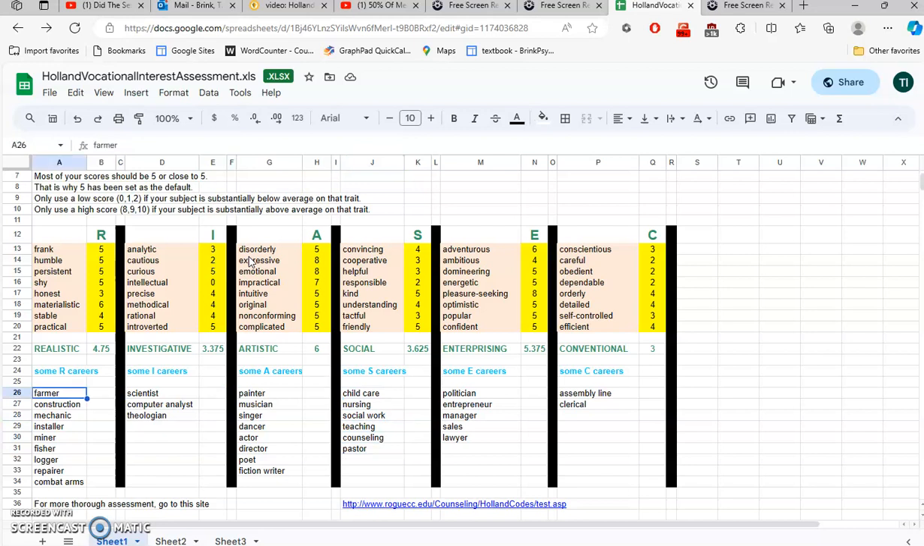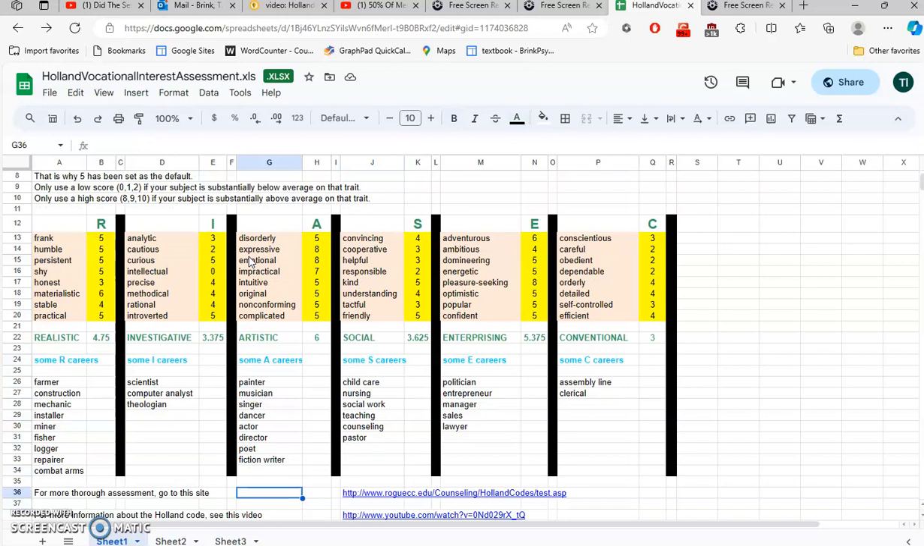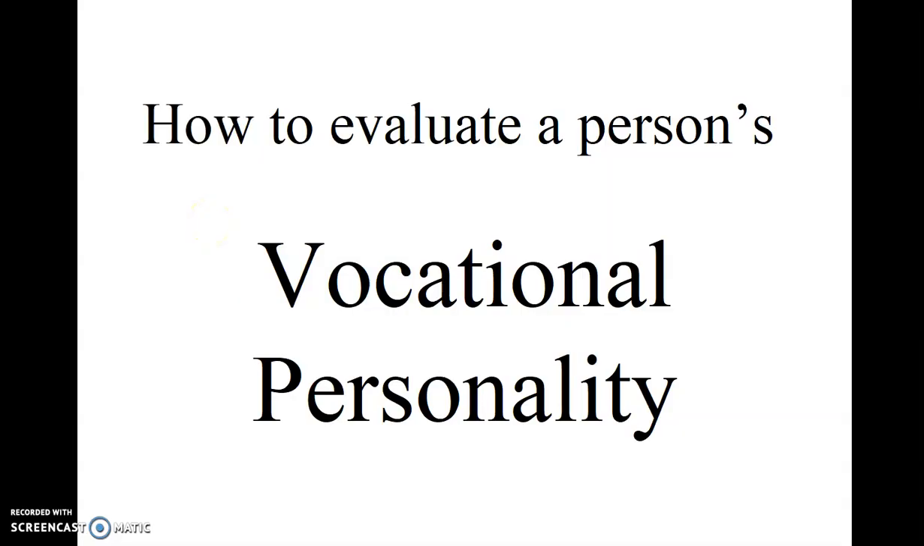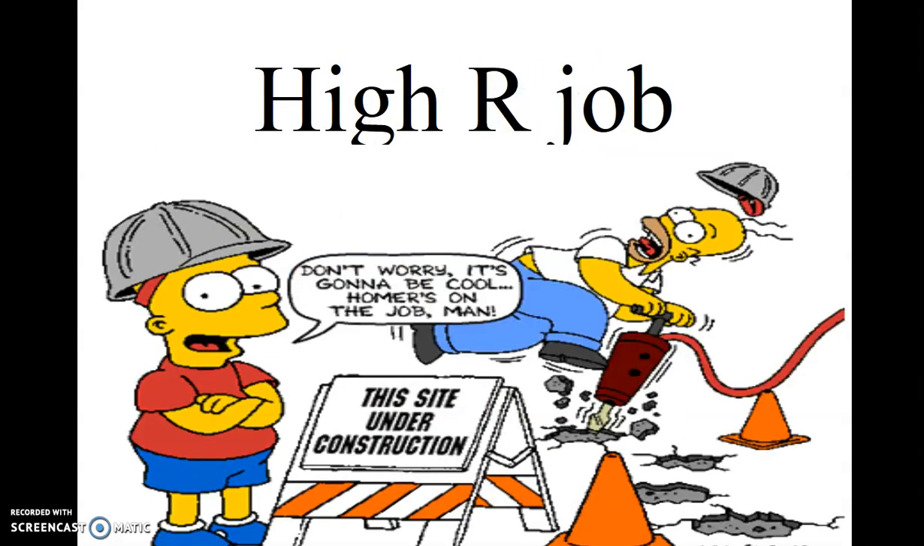So he even scored a little bit below average on these hands-on careers. And the one that he really scored higher on was this artistic area. Only problem there is he may lack the actual ability to match a career that might attune his personality. Well, let's go through some of these careers in depth and see how well Homer might be doing. How about a high R job like farming, construction, mechanical work?